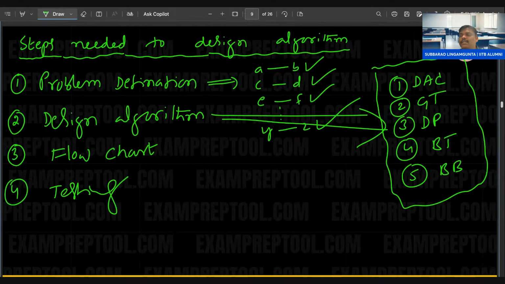When the second step is over, you got the algorithm. In the third step, you draw the flowchart for that algorithm, almost like a machine. To that machine, by giving different inputs, verify whether the output is coming or not. Apply test cases. Okay, everything is fine, test cases are also working fine.